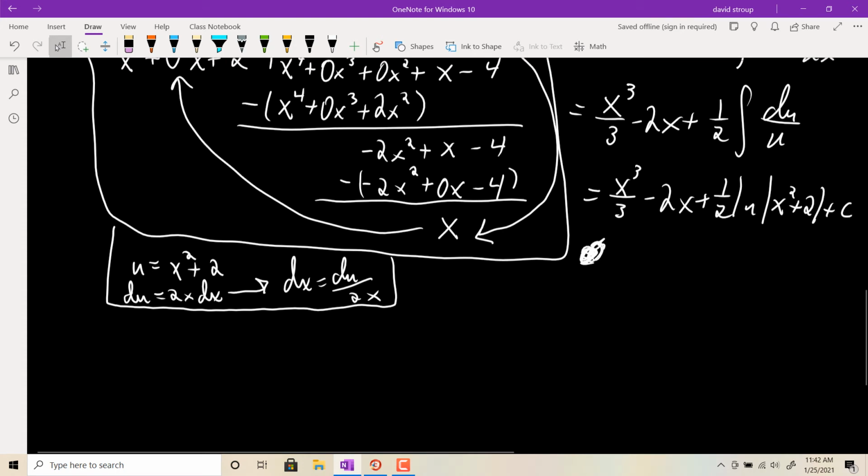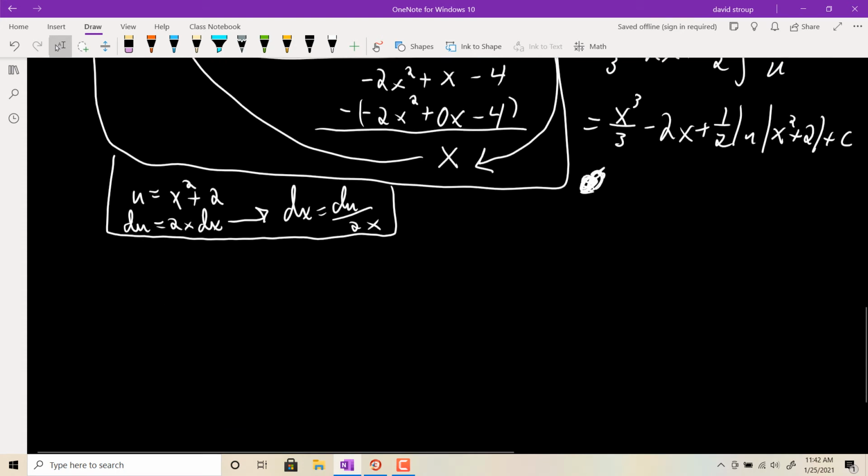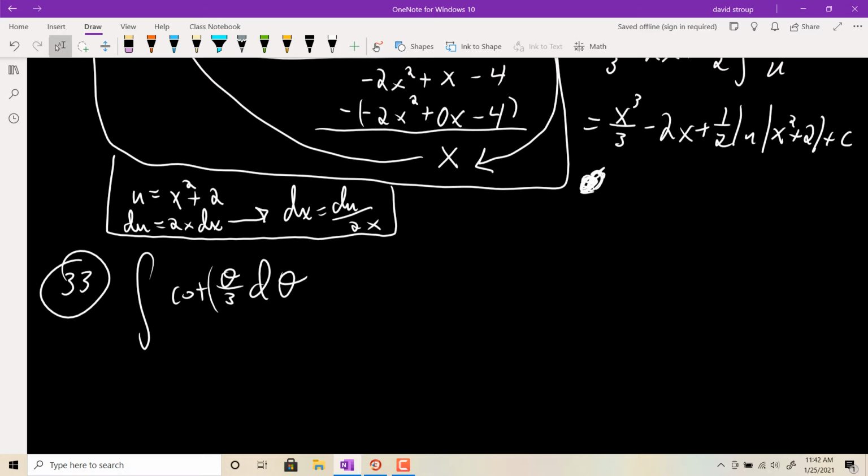Okay. Let's move on to a trig version. So number 33, we have the integral of cotan of theta over 3 d theta. In order to pull this one off, you probably don't have it memorized, right? But you can always rewrite cotan and tan as quotients of cosine and sine. So cotan is the same as cosine all over sine.